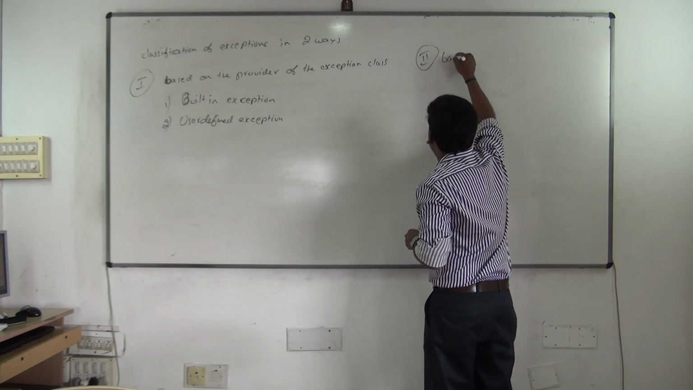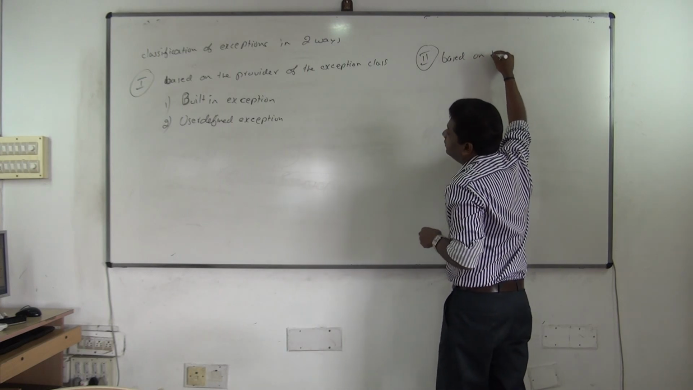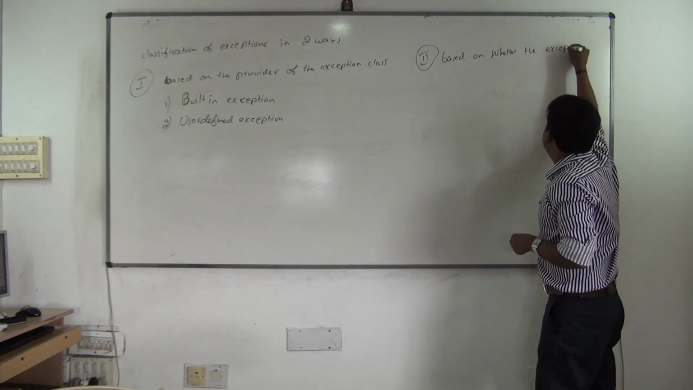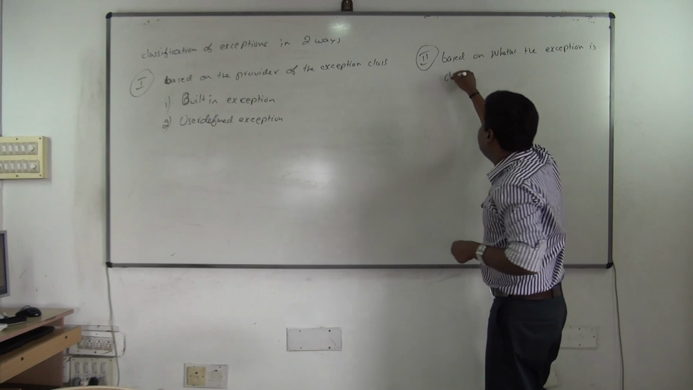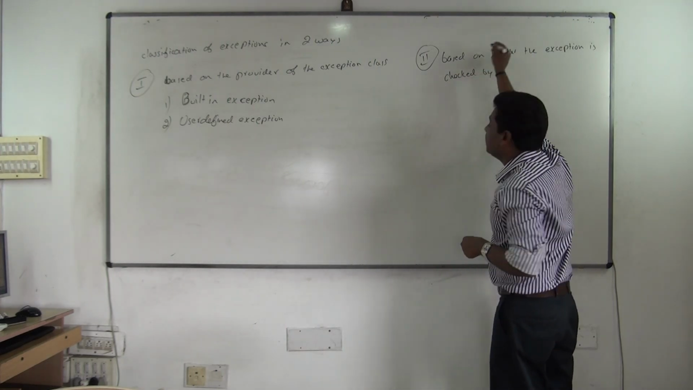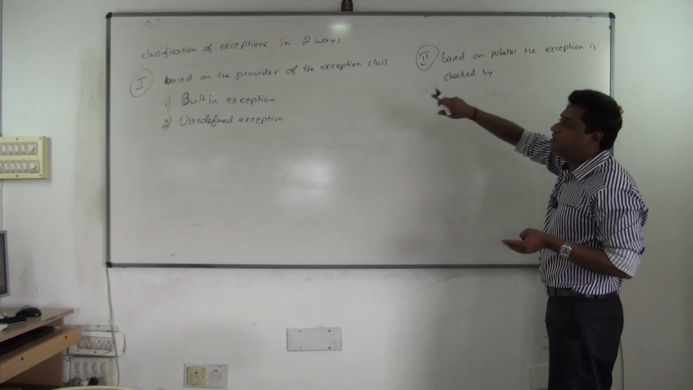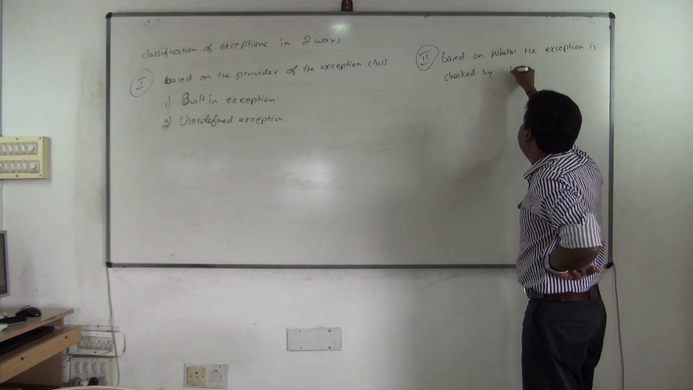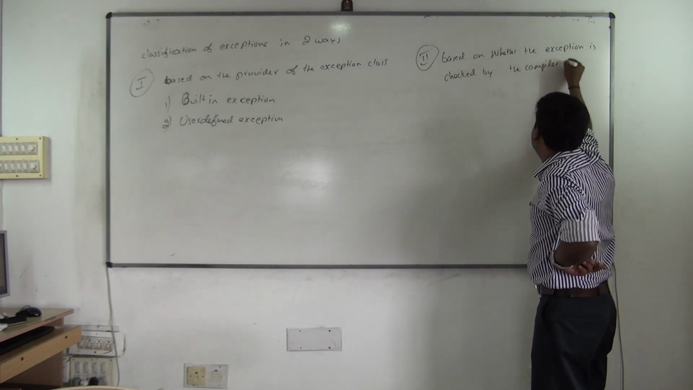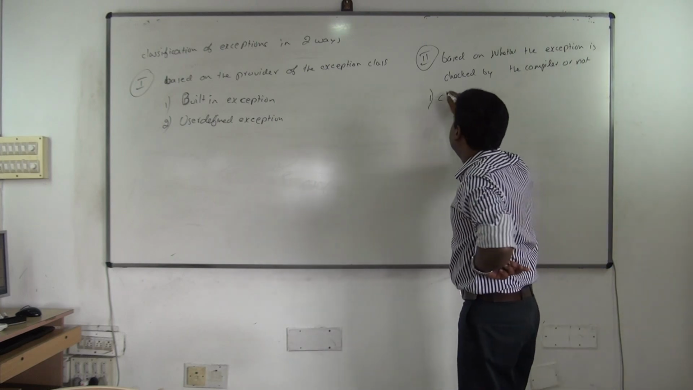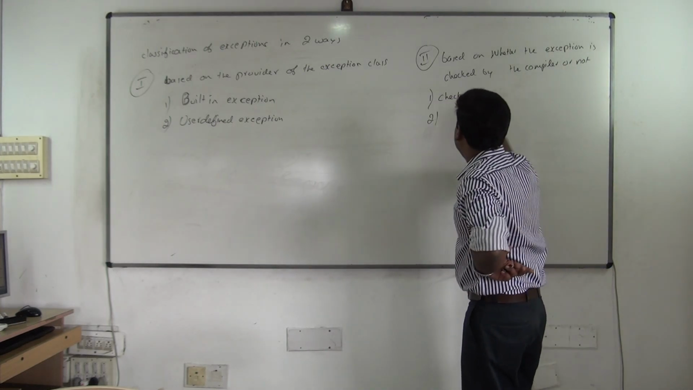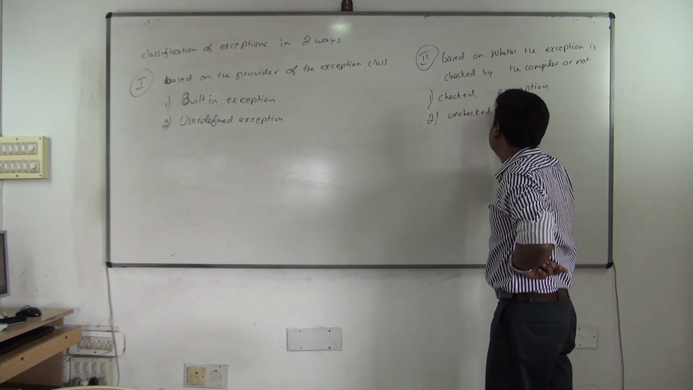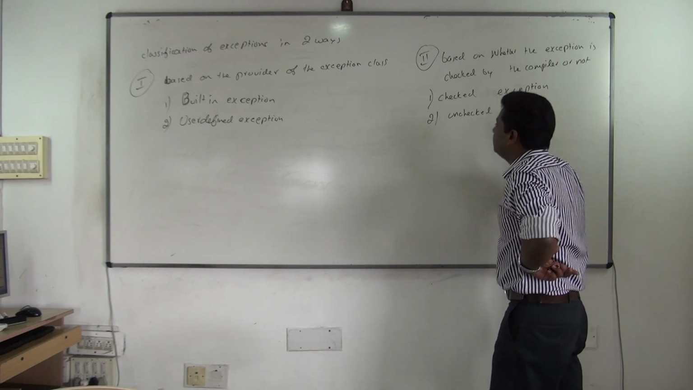Now other way is based on whether the exception is checked by compiler or not. The second classification would be, one is based on the provider of the exception class. Another classification is there based on whether the exception is checked by the compiler or not. Again you can classify it into what? Checked and unchecked. Checked exception and unchecked exception. These are the two classifications.